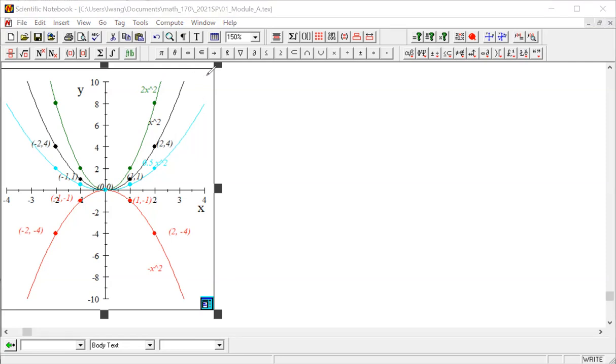So here, of course, this is x squared. And the green, that's 2 times x squared. More narrow, because the output is twice the previous output. And the blue is half x squared. And of course, we all know the red. The red is negative x squared.